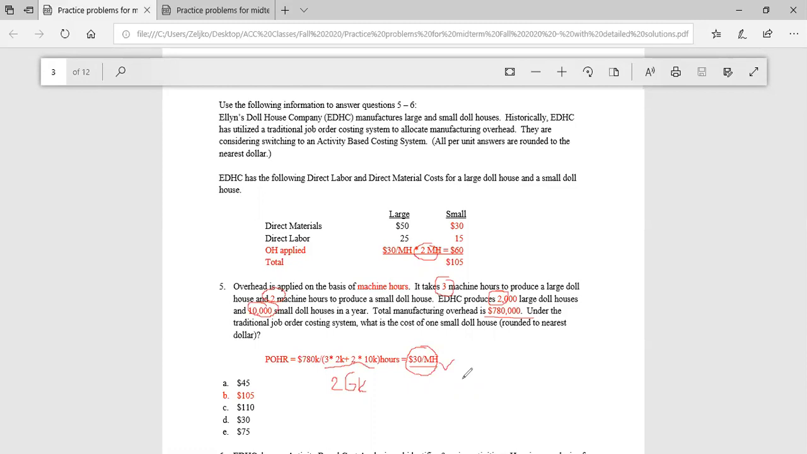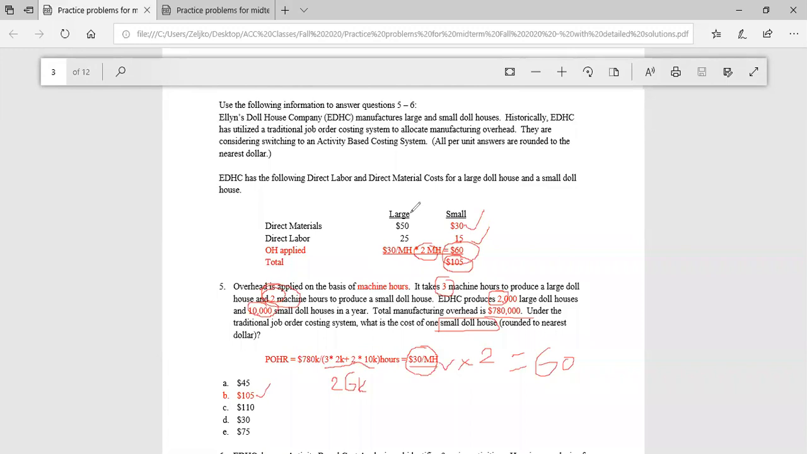Now we will find our applied overhead. Applied overhead is POHR times actual hours. What are the actual hours for a small dollhouse? It's using 2 hours. So we say $30 per machine hour times 2 hours. That's $60. To these $60, we will also add direct materials and direct labor. And the total will add up to 105.